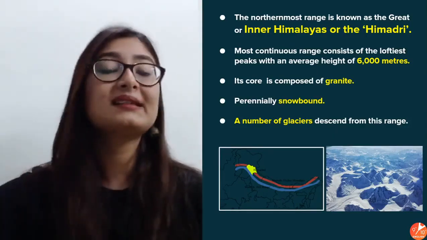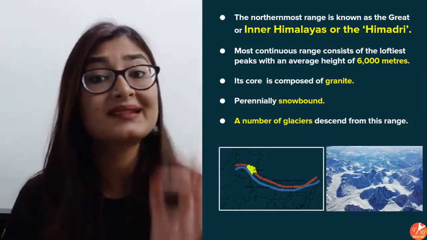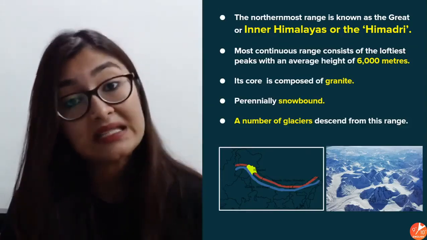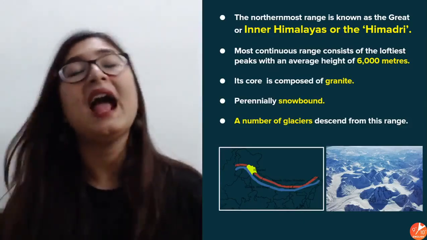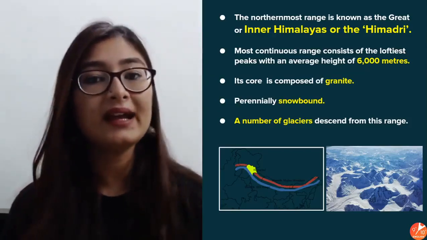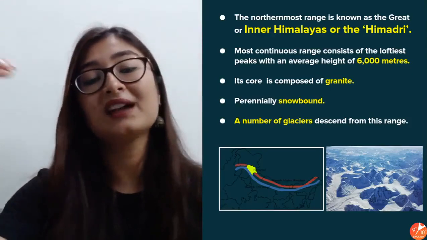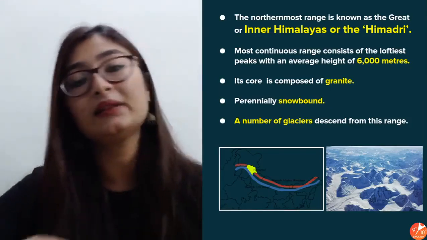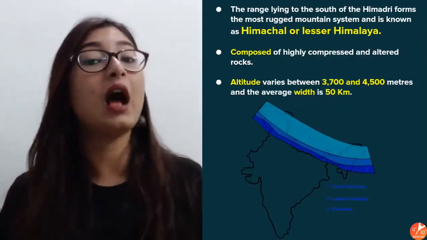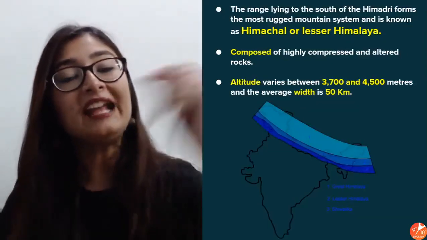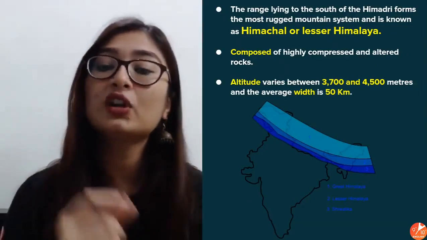Also, as I told you, because it constitutes the highest peaks, the average altitude of this is around 6,000 meters. Imagine, guys, 6,000 meters. That's the average. And this is mostly composed of granite. The major rivers start from here because they're snow-bound all year along, and of course it is home to the major glaciers.